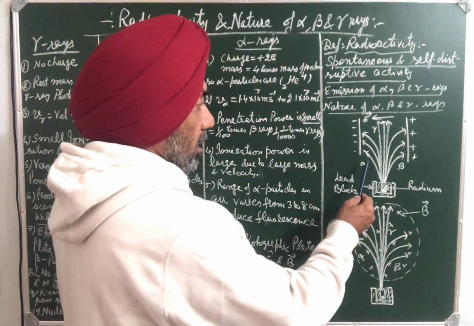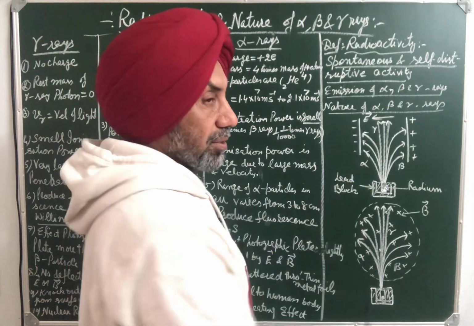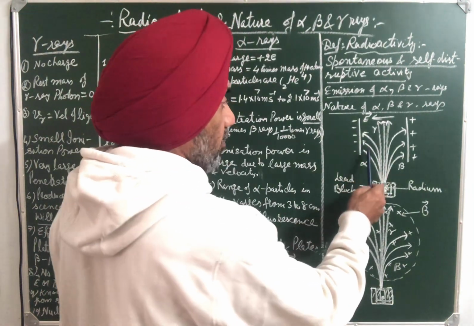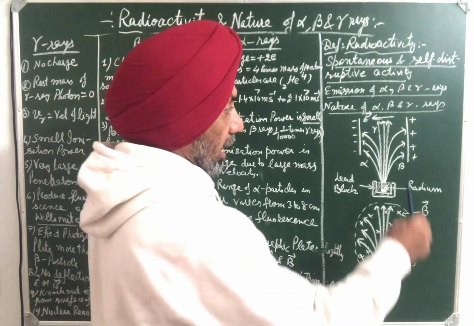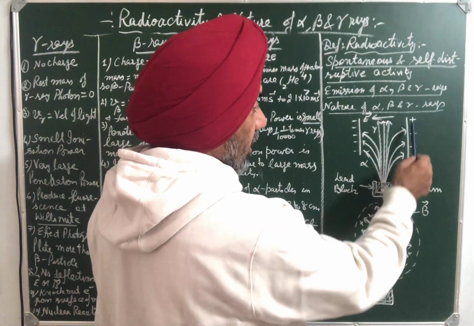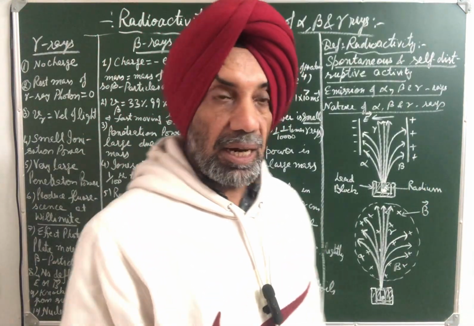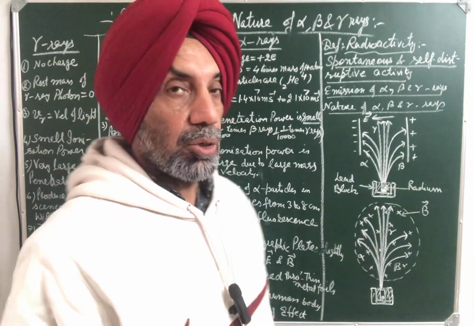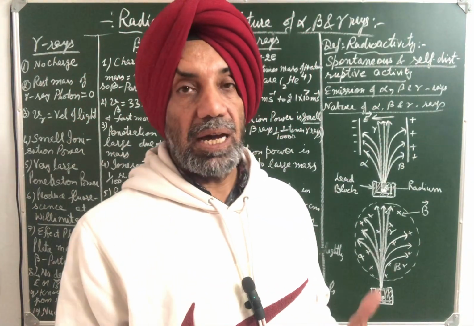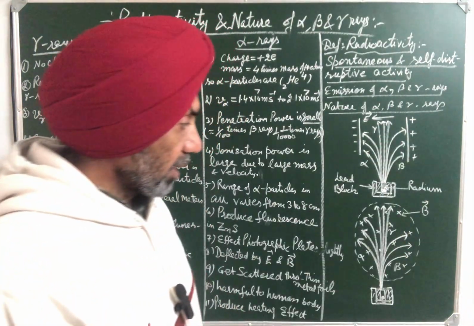Those radiations which are deflected towards the left, that is towards the negative plate, are positively charged, and they are known as alpha rays. Those deflected towards the positive plate are negatively charged, and they are called beta rays. And those which go undeflected are uncharged, so they are gamma rays.